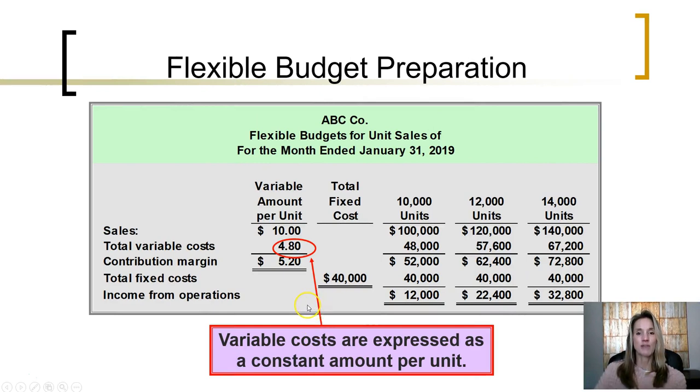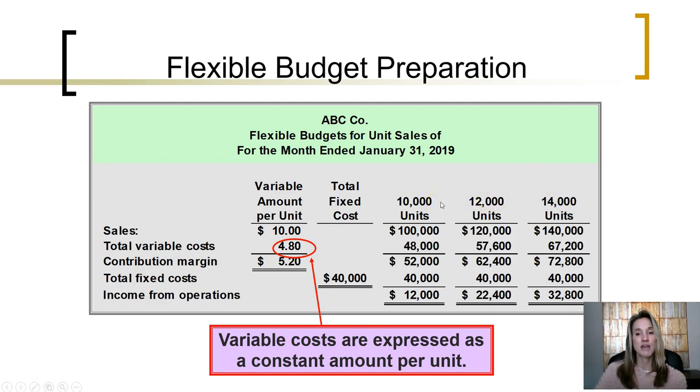So in order to prepare a flexible budget for ABC Company, we know that they budget to sell each unit for $10, and they budget variable costs per unit of $4.80 and a contribution margin of $5.20 per unit sold. Total fixed costs are budgeted to be $40,000. We always express variable cost as a constant amount per unit. So here we can see them preparing a budget for 3 different levels of activity.